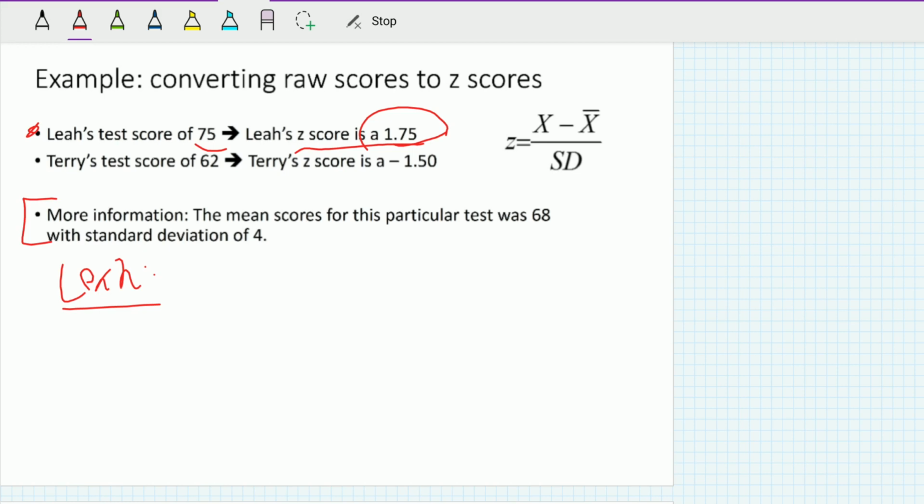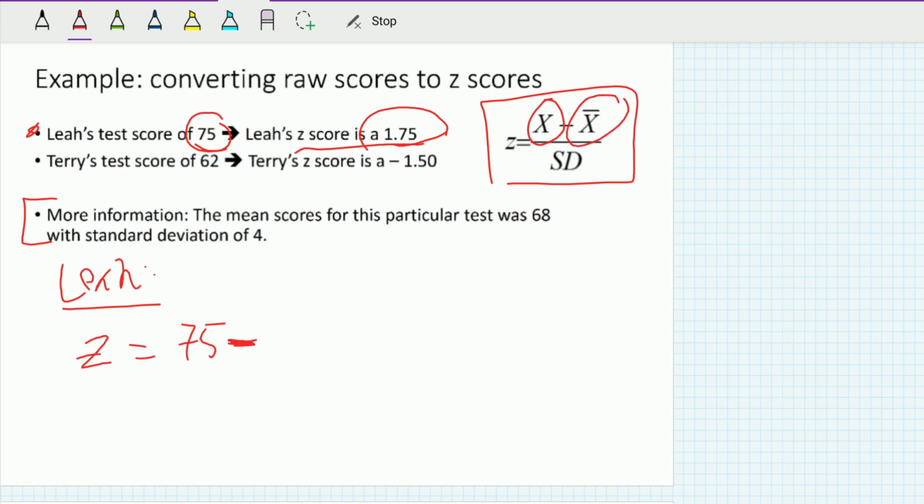The equation is this one right here, and it is never going to change. It's always going to be that one for this class. I'm not sure if in a higher stats class it'll get more complicated, but for right now, let's just use that one. So z-score is equal to X, which is her score, so 75, minus X bar. X bar, if you remember, is the mean. So we go over here in the more information. The mean score was 68. So we'll do minus 68, divided by the standard deviation, which is just 4.